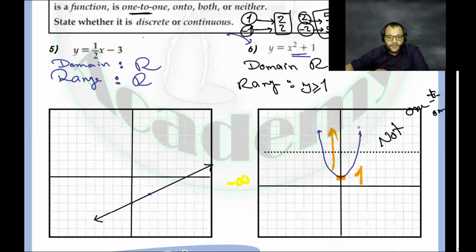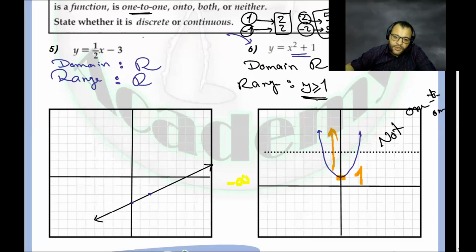You understand it? If you draw a horizontal line that intersects the graph at more than one point, it's not 1 to 1. It's a function, but not 1-to-1. Okay, you understand it? Yes. Okay, now look at the range.